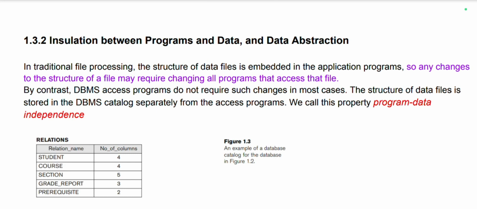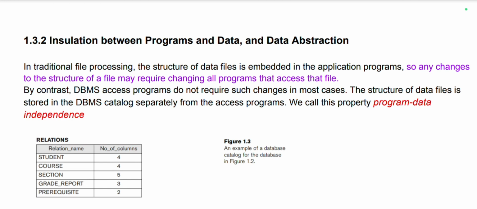In traditional file processing, the program defines the database. But now the database is already defined, and the program will use it according to the database catalog. The program will first read the database definition, how the database is defined, and then use the database according to that definition. But in file processing, this was not possible. By contrast, DBMS access programs do not require such changes in most cases.